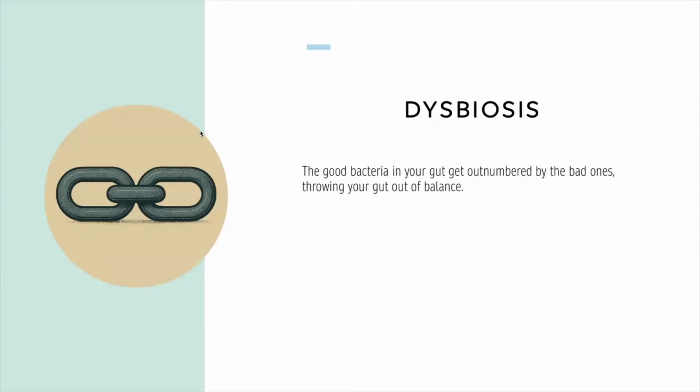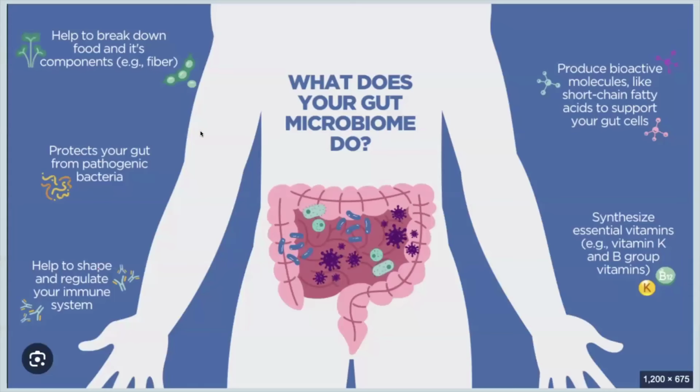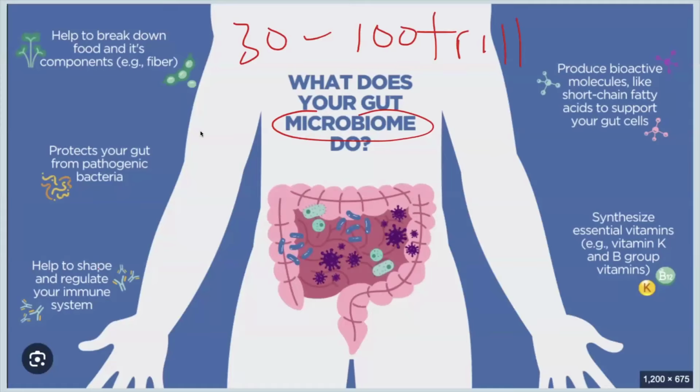Now, the other component which we talked about is dysbiosis or microbiome dysfunction. Let's explain what that is by first understanding what the microbiome is, which is a group of about 30 to 100 trillion bacteria that live in the large intestine. These bacteria perform very specific functions. I want to highlight two functions. They help to protect the gut from pathogenic bacteria. Pathogenic just simply means disease-causing bacteria.